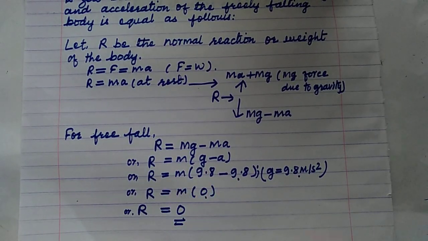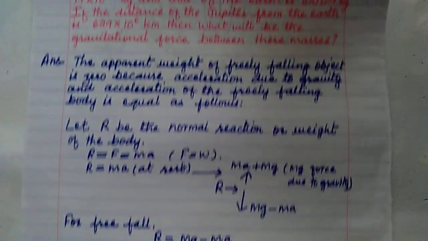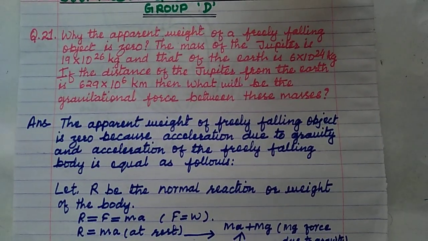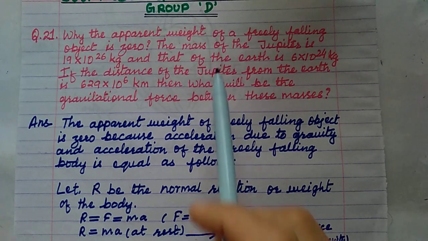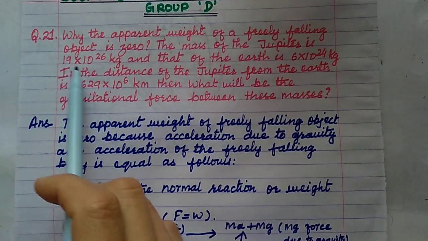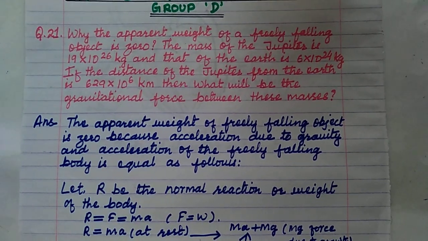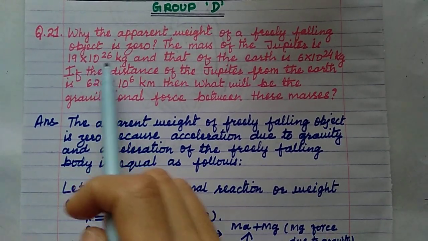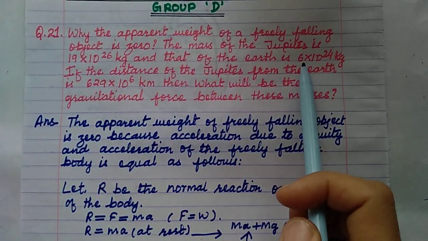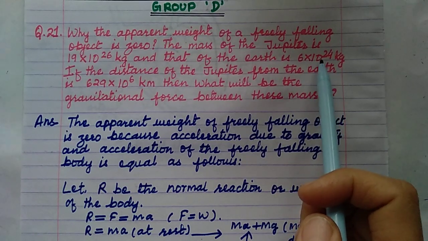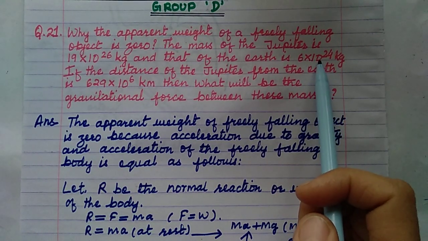Now the second part of the question is a numerical problem, which says the mass of the Jupiter is 19 into 10 to the power 6 kg. This is capital M because Jupiter is bigger with bigger mass, and that of the Earth is 6 into 10 to the power 24 kg. This is a small mass, small m.